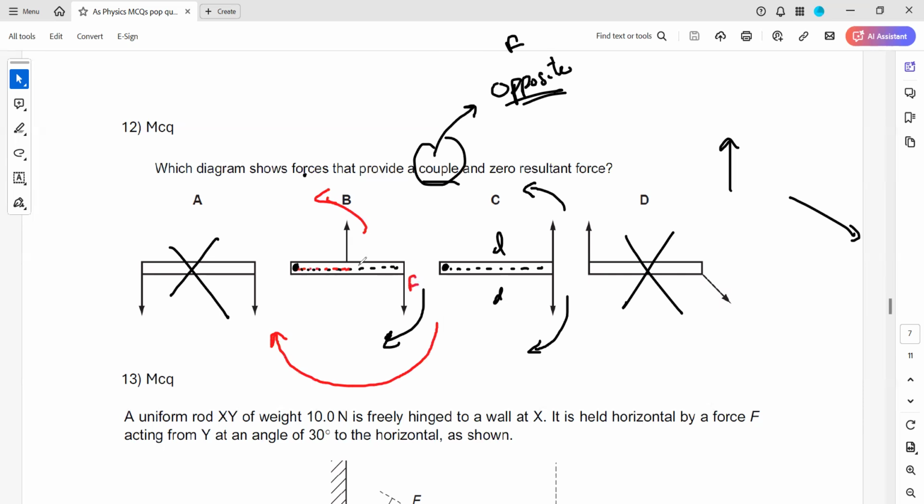And that is the definition of a couple: two forces acting in opposite directions give rise to a turning effect in the same direction. We call this the moment due to a couple. Is it clear, this one?